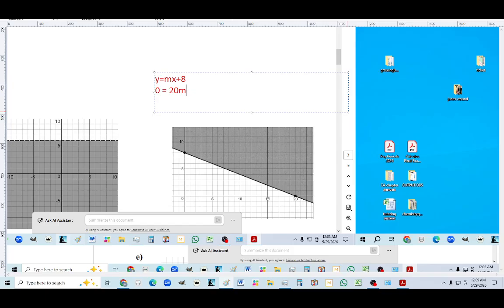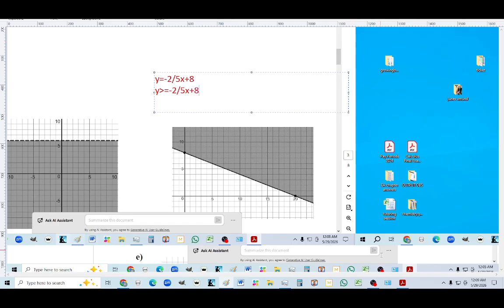I do the 8 to the other side. It's minus 8. Divide by 20. So m is equal to minus 8 over 20, which is the same as minus 2 over 5, since they're both divided by 4. So there we go. That's the slope. And I can see the line is bigger and equal to this, so everything above or equal to that line.